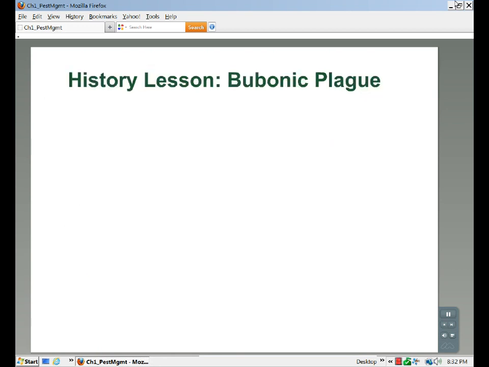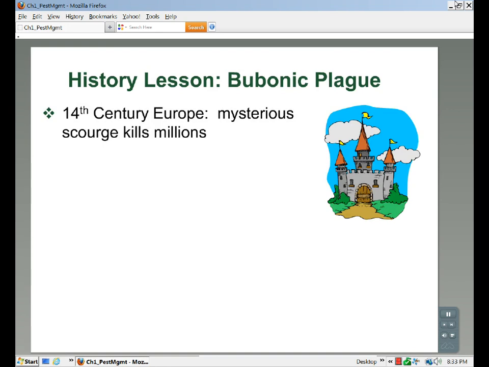Do you remember anything from your history lessons about Black Plague in Europe? During the 14th century, there were plague outbreaks. Millions of people died, and at the time it wasn't understood why.